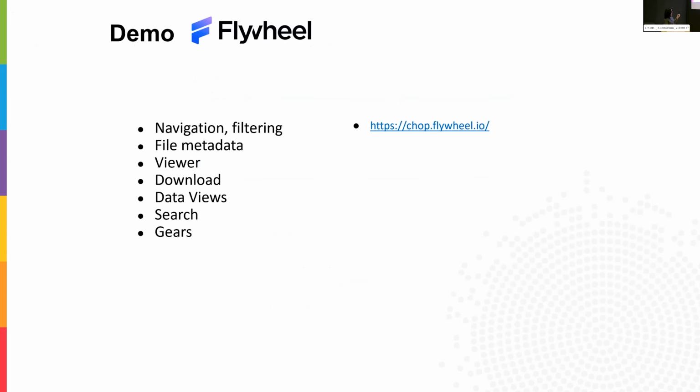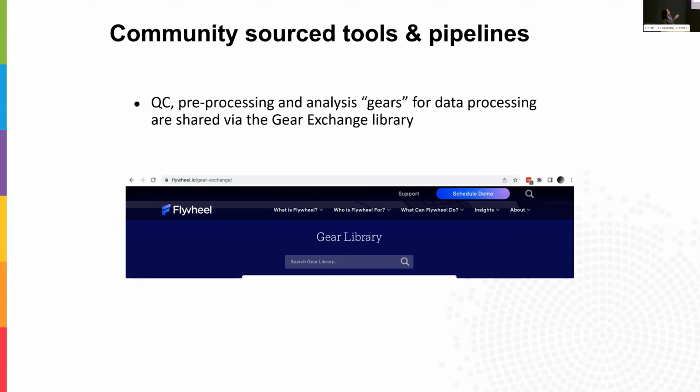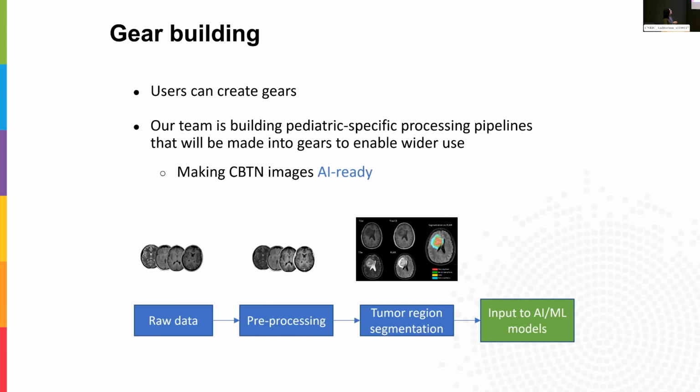Awesome. All right, so tools, again, like I mentioned earlier, can be input into a community sourced gear library, which is super important for being able to reproduce the analyses that are run on different data sets and across teams. And our team in particular is building out, as Miriam alluded to, pediatric specific processing pipelines that will essentially be applicable to the CBTN data set to reduce these extremely manual and time consuming steps of preparing the data to be input into model building.